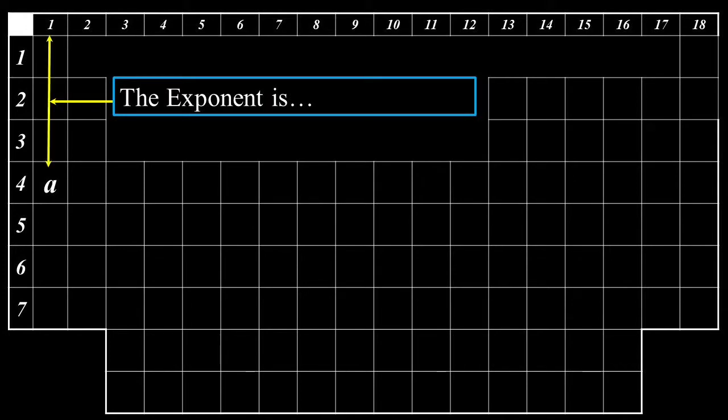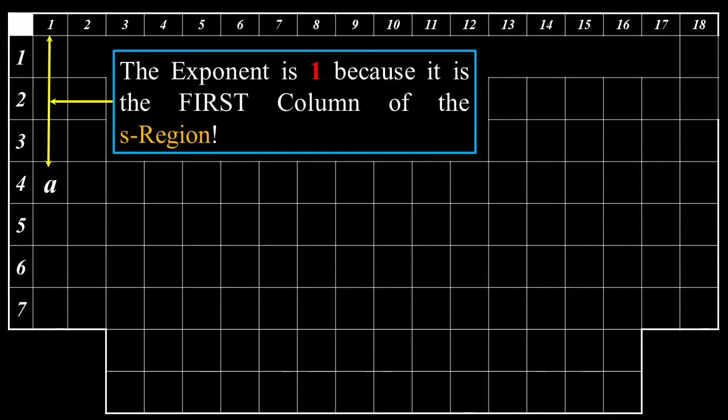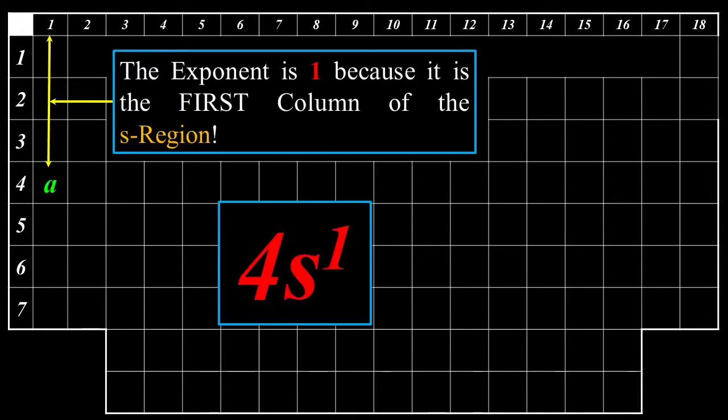Now what about the exponent when you say nLx? Well, what's the x? What is the exponent? Well, you see that the exponent is 1 because it's the first column of the periodic table, and it's the fourth row. So that becomes very simple to find that it is 4s1. Because we already know how to find the nLx before we even started quantum numbers, that should be a very routine pattern to see.